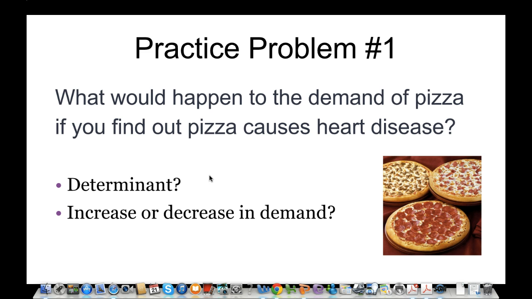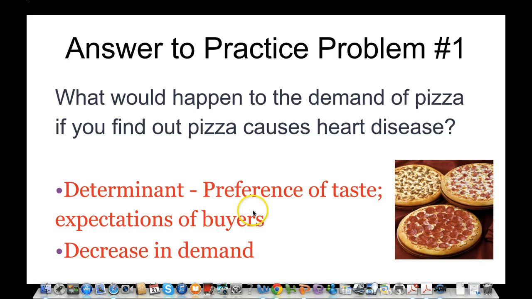So for this particular practice problem, it's what would happen to the demand of pizza if you found out pizza causes heart disease? So on your same sheet of paper that you just were using, jot down what you think the determinant of demand is, and then whether you think it's an increase or decrease in demand. Hit pause, and then when you're ready to find out the answer, go ahead and hit play again.